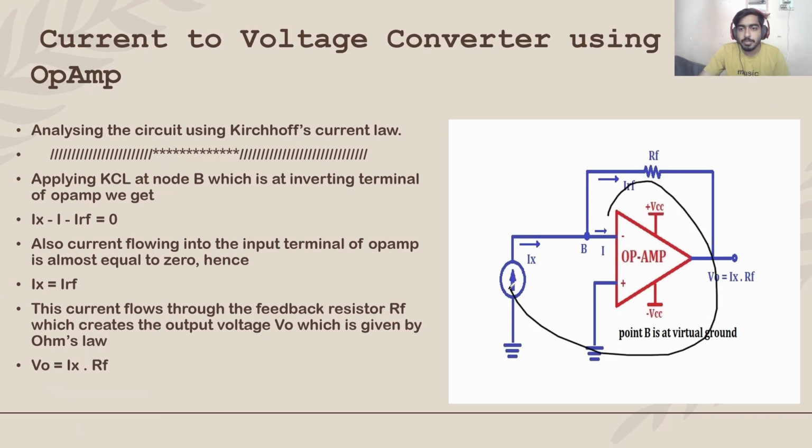As you can see, there's an operational amplifier embedded right in the circuit, which has three types of current: IX, I, and IRF. Now applying Kirchhoff's current law at this node B, along this direction, we have IX minus I minus IRF equals 0. Also, the current flowing through the input terminal of the operational amplifier is almost equal to 0. Hence, taking IRF to the right hand side, we have IX equals IRF, and then applying Ohm's law in the circuit, we have V naught equals IX into RF.